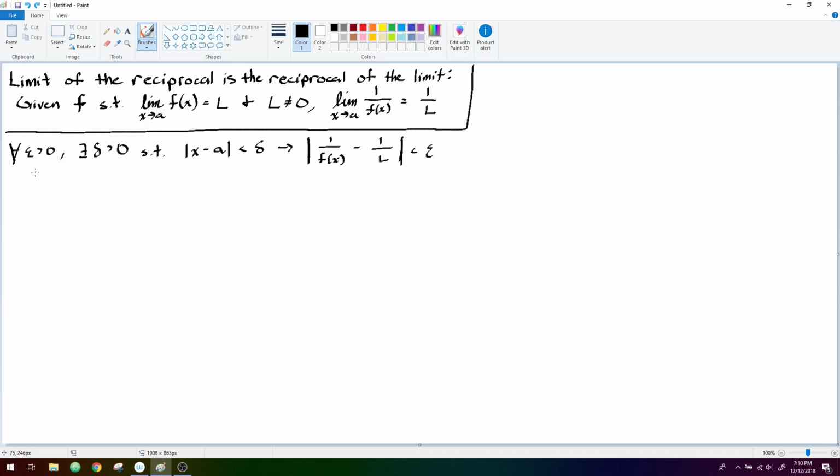For every epsilon greater than 0 that we can imagine, there has to exist a corresponding delta, which is also greater than 0, such that x being within delta of a guarantees that 1 over f of x is within epsilon of 1 over L. And just like in our last video, what we first want to do is convert this expression into a form where we can actually tease out a term that has an f of x minus L inside of it, because the limit that we're given only really gives us guarantees about that, and we're going to try to use that to imply some additional guarantees.